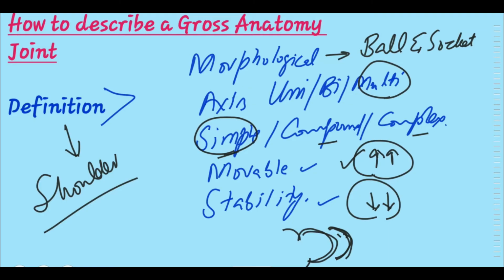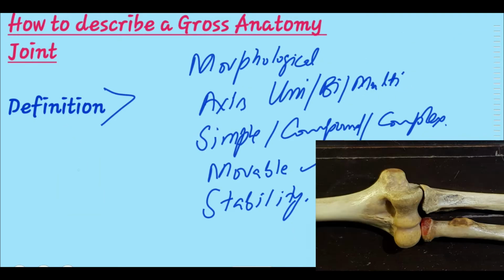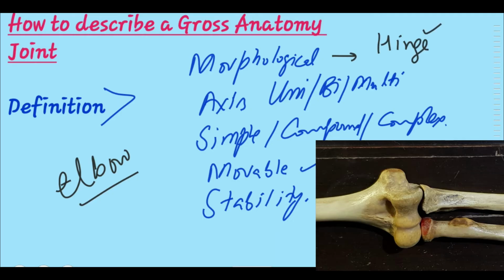So in this way, you will introduce a joint. Now let me quote another example. For example, the elbow joint. How will you introduce the elbow joint? You will say that the elbow joint is a hinge variety of joint on the basis of shape.